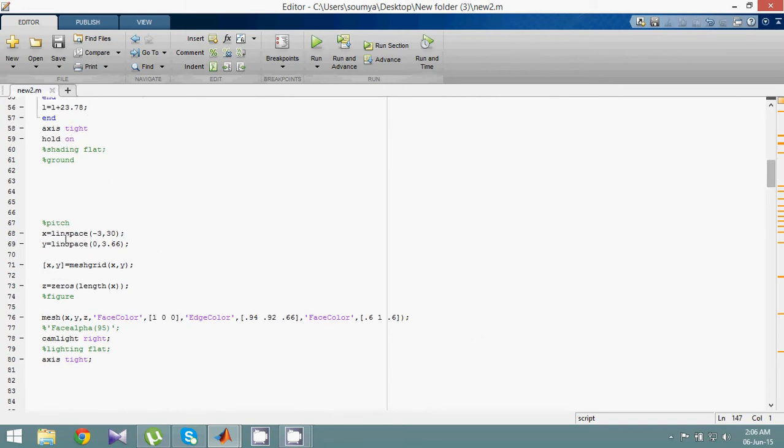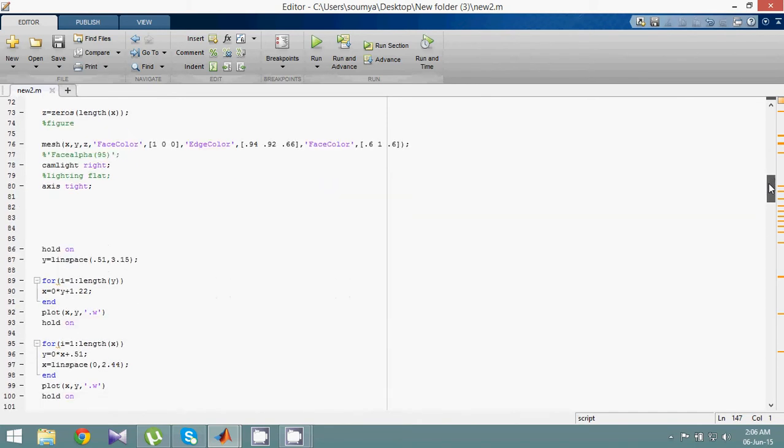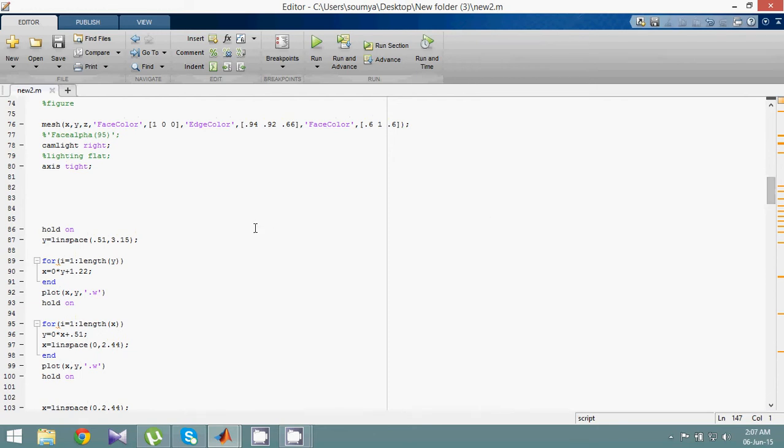linspace is a vector from -3 to 30, that's the value, which is basically the length of the pitch, and y is basically the width of the pitch. When I use meshgrid, it can create an area with that width and length. And then I add color into it, with facecolor. Then I use camlight and axis tight. You're gonna understand the function of those. And then I basically draw the various lines on the pitch from there.